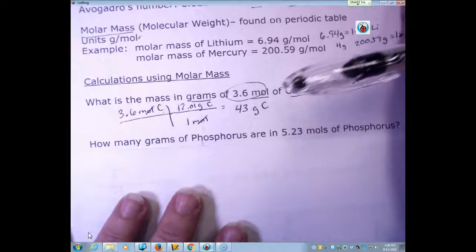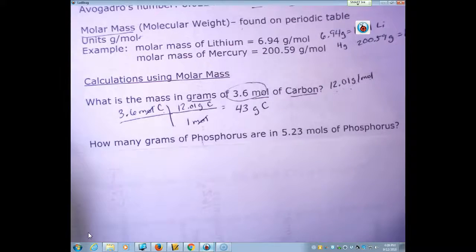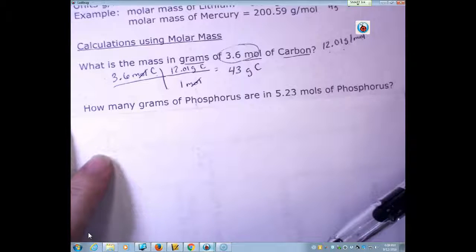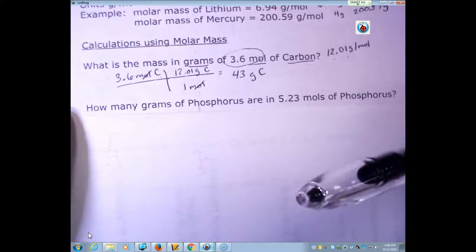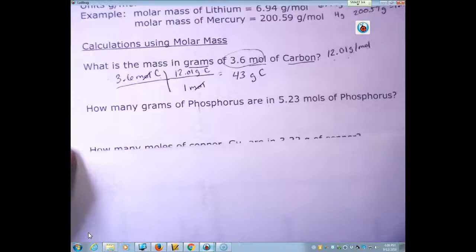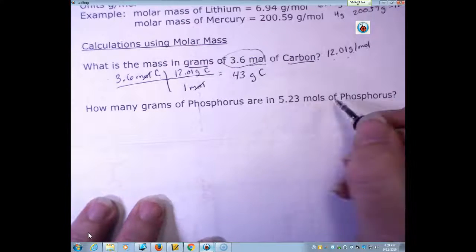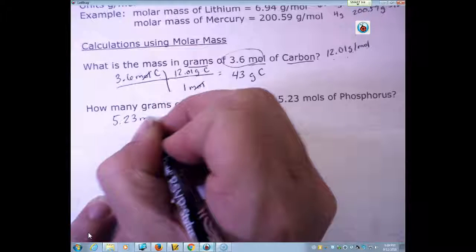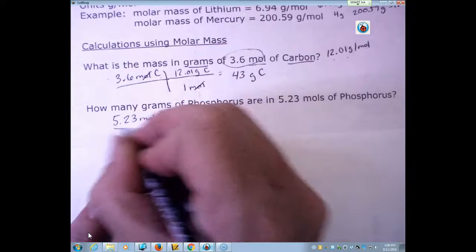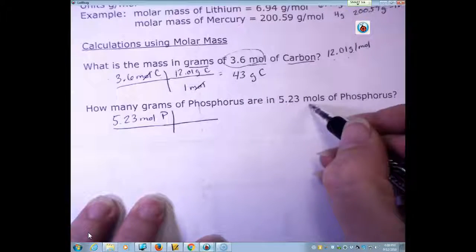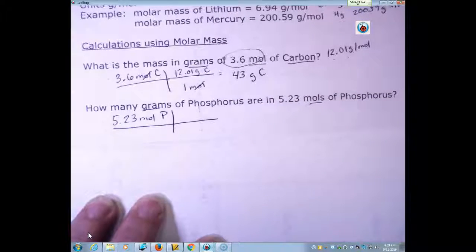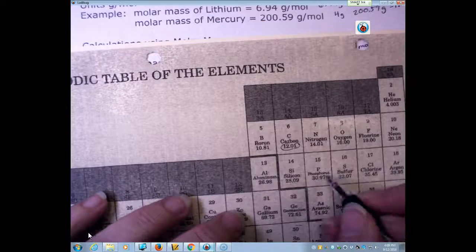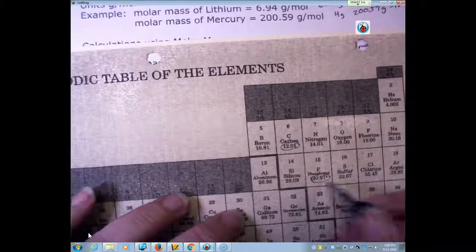Okay, this is the same type of problem, so if you're learning this for the first time, you can pause this screencast, and then you can try this one and make sure that you've got it. So we have 5.23 moles of phosphorus. Phosphorus is P. We're going to need to go from moles to grams, so we're going to have to use our periodic table. And for phosphorus, I find that the molar mass is 30.97.